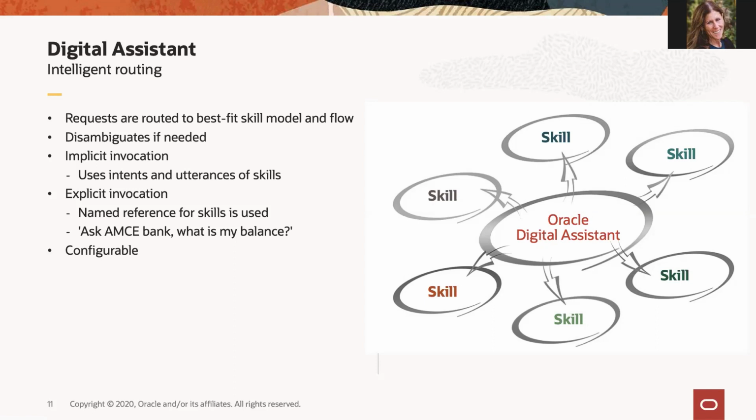However, we do give hints in the digital assistant, so the user actually does get a hint of the names of these different skills, and the user can definitely explicitly invoke. So we have two mechanisms where the user can be routed to a specific skill. Again, it's completely customizable.